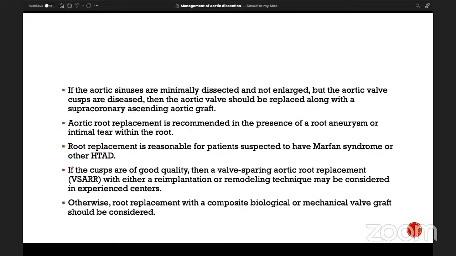If the cusps are of good quality, then a valve-sparing root replacement with either the reimplantation or remodeling technique may be considered, but this is usually done with large experience, because there are a lot of technical pitfalls that might occur during this procedure. Otherwise, root replacement with a composite graft, either a biological or mechanical valve graft, should be considered.